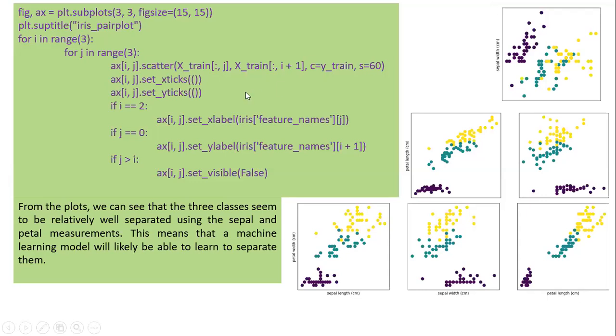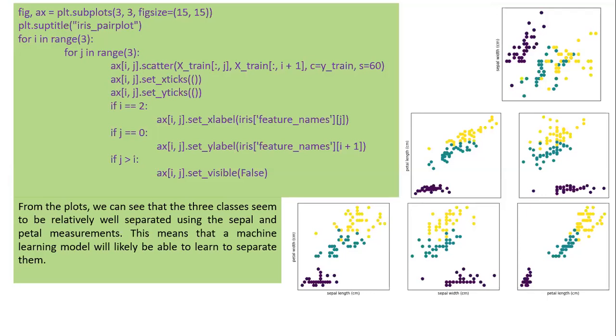S is equal to 60, and then we want a tick at those locations AX, IJ. If I is equal to 2, for example, if the label is 2, then it should take that at that location of the plot, and if J is equal to 0, then take that location. So when you execute this code, you will have a scatter plot.